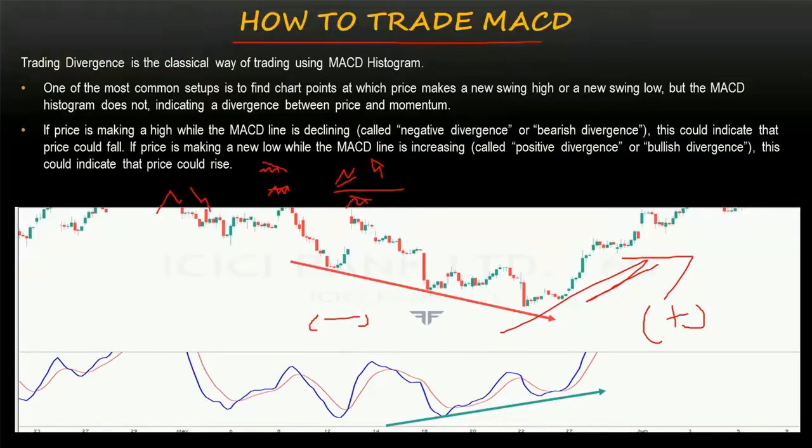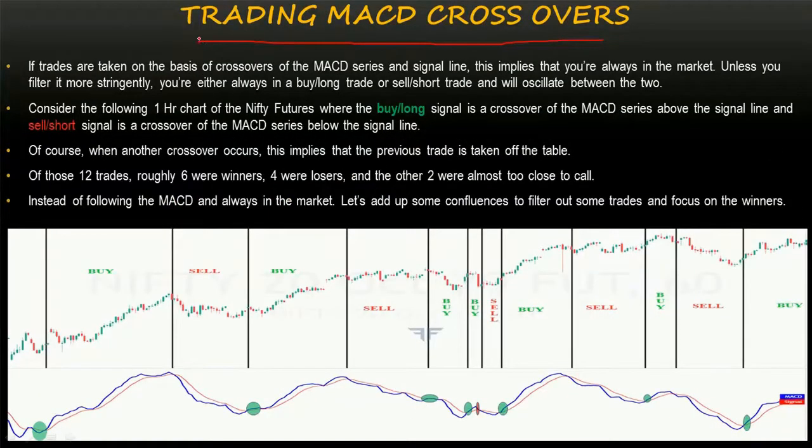Another interesting way to trade this indicator is by trading the MACD crossovers. As we spoke about earlier in the video, the indicator contains two important lines which are plotted: the MACD and the signal line. MACD is the difference between the 26 and 12-day exponential moving averages, and the signal line is the 9-day exponential moving average of the MACD itself. If trades are taken on the basis of these crossovers of the MACD and the signal line, this implies that you are always in the market, trading every direction the market turns.